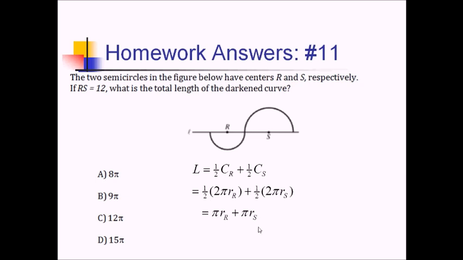And at this point, if you actually knew the radius of R and the radius of S, you could solve this problem. We don't know those individual radii, but we do know what they add up to. So one more little sneaky thing we can do here, these both have a common factor of pi. What happens if we factor pi out? Well, then we get pi times parentheses radius of R plus radius of S. We know what the radius of R plus the radius of S adds up to. It's this distance RS that they gave us right here. They said it was 12. So this is just pi times 12, which is, of course, 12 pi. Choice C.